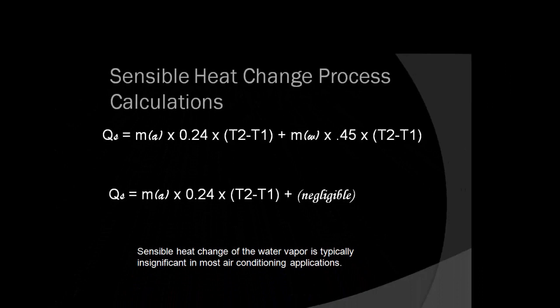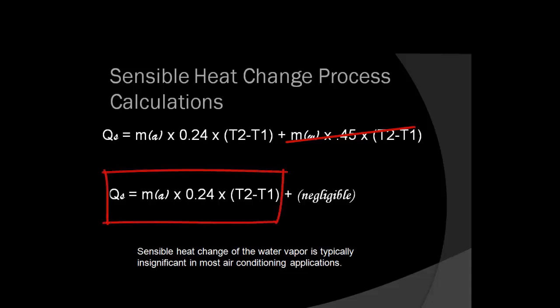For air conditioning applications, it is common to see the second term for water vapor neglected, since it is typically too small to be of any significance. And therefore, the sensible heat equation for air is sometimes simply shown as Q is equal to 0.24 times the mass of air times the temperature change.